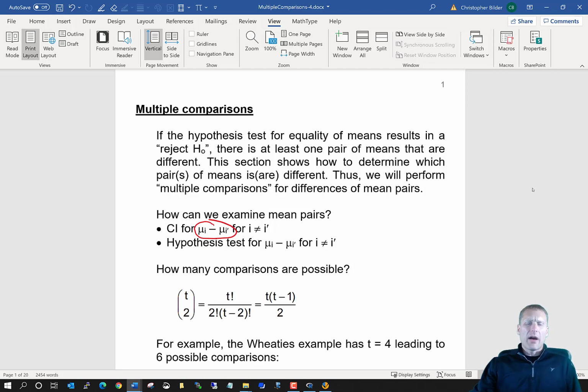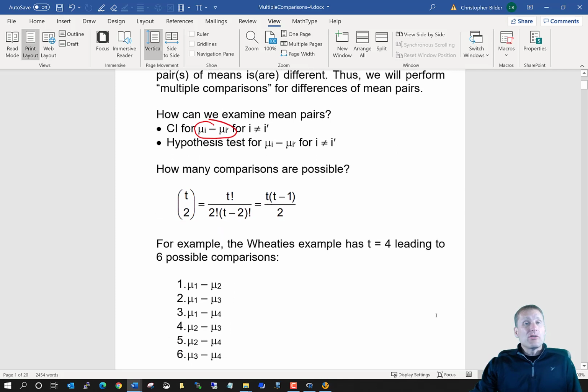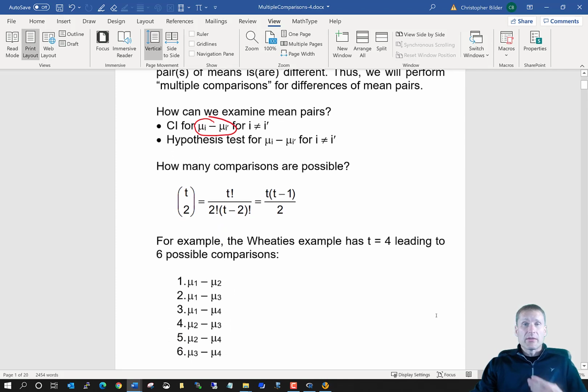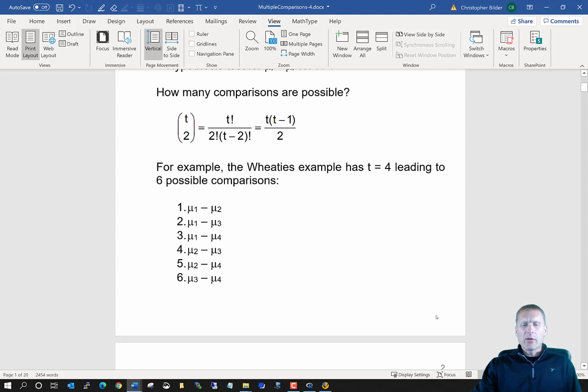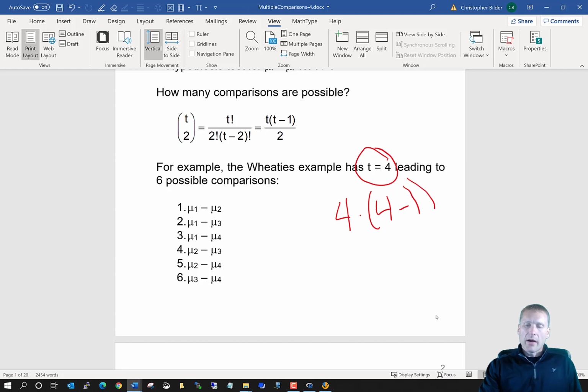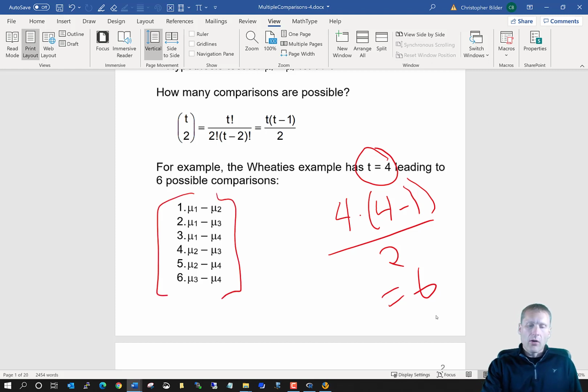How many are there possible? Well, there are t choose 2, where t is the number of treatments, the number of factor levels. So in other words, t times (t minus 1) divided by 2. So when t is equal to 4, like what we had with the Wheaties example, the number of multiple comparisons will be 4 times (4 minus 1) over 2, which is equal to 6. And here's simply a listing out of all those different possible mean comparisons that we would want to do to determine which set of means are unequal to one another.